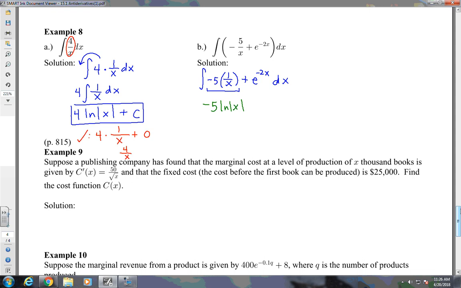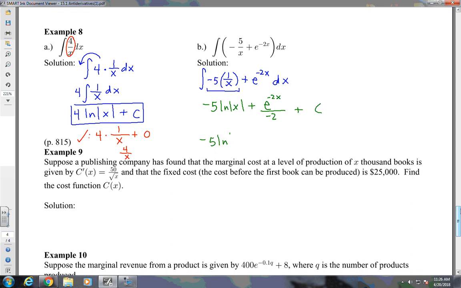Okay? Now, when we integrate an e, it's the opposite of differentiating an e. Remember, when you differentiate an e, you make a copy of it just as it appears, and then you multiply by the derivative of the exponent. Well, if I'm integrating, I'm going to make a copy of the e exactly as it appears, and then divide by the derivative of the exponent. And as always, we'll get a plus c out here. Okay, so I'm going to clean up this notation a little bit.